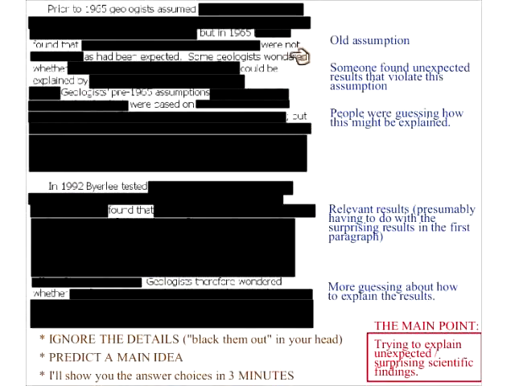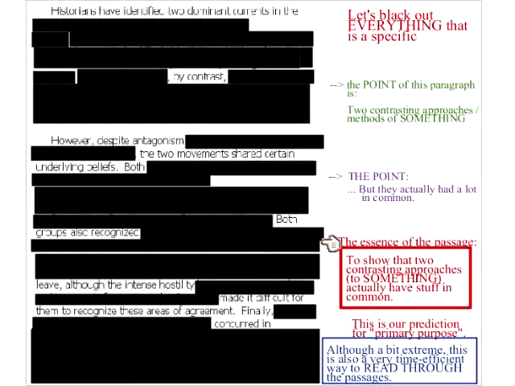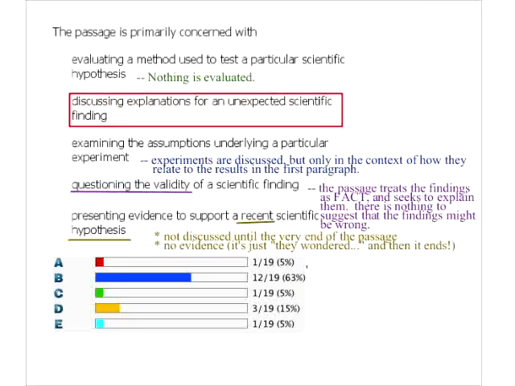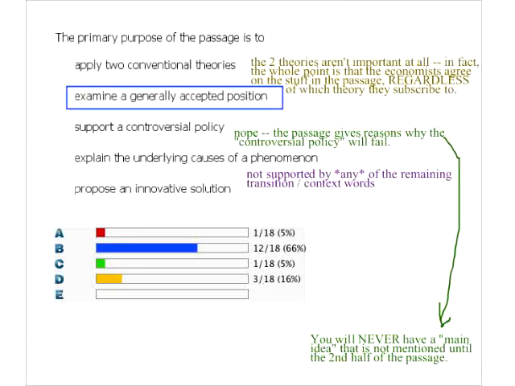Here was your unexpected finding. Here's some explanations. Here's some more explanations. It's the entire passage. In this one, identifying points of agreement between two groups. Here's the two groups. Here's the points of agreement. It's everything. The main idea should touch on the bulk of the passage. If it's a short passage, it should be quite literally the entire thing.